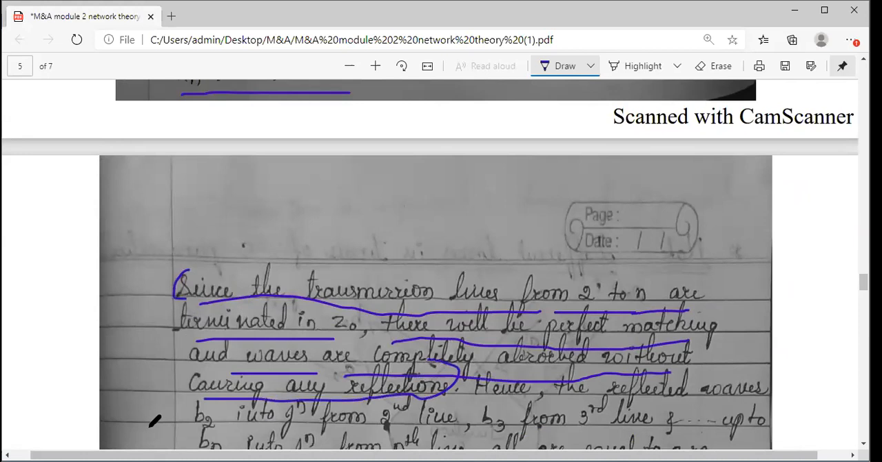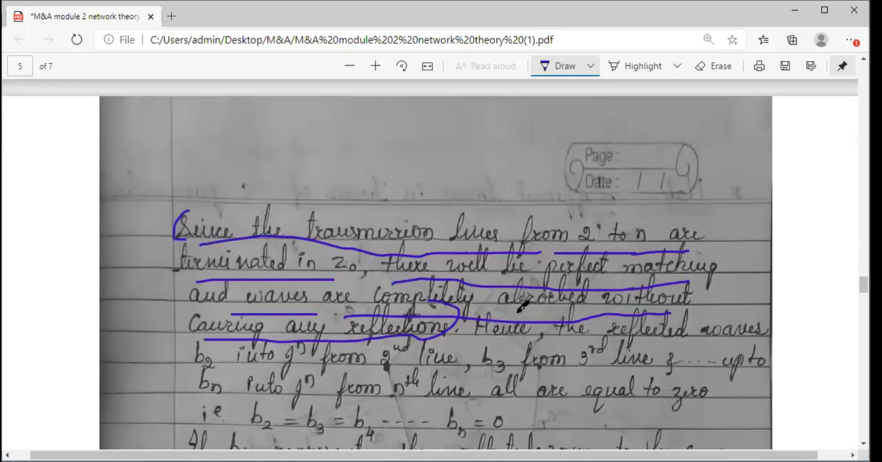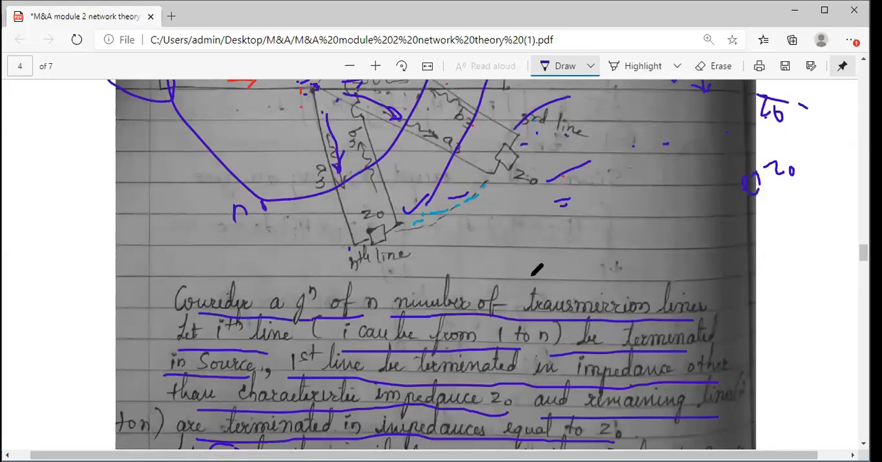This is true only for lines 2 to n. I'm not talking about the first line. The first line is not perfectly matched. So hence, in the first line you will get reflections. Hence, the reflected waves: B2 reflected into the junction from the second line, B3 into the third line. I'm talking about this.